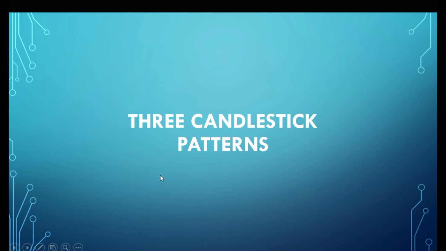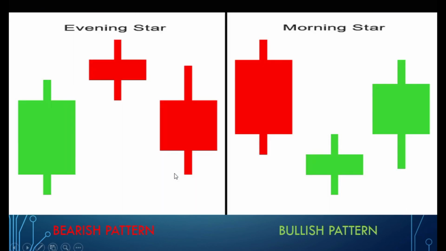So next is the 3 candlestick pattern. As we talked about 2, now the 3 candlestick pattern means a pattern which has 3 candles all together. So we'll see only the most important ones, though there might be some other significant patterns. But for the sake of simplicity, we'll be discussing the 2 most important. The one is evening star, which is a bearish pattern, and another is morning star, a bullish pattern.